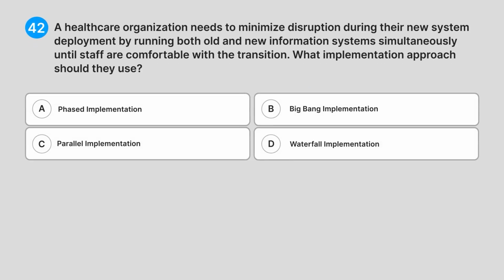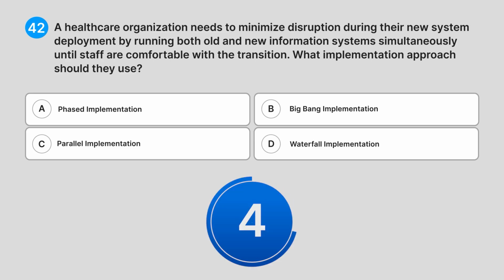42. A healthcare organization needs to minimize disruption during their new system deployment by running both old and new information systems simultaneously until staff are comfortable with the transition. What implementation approach should they use? A. Phased implementation. B. Big Bang implementation. C. Parallel implementation. D. Waterfall implementation. Do you know the answer?